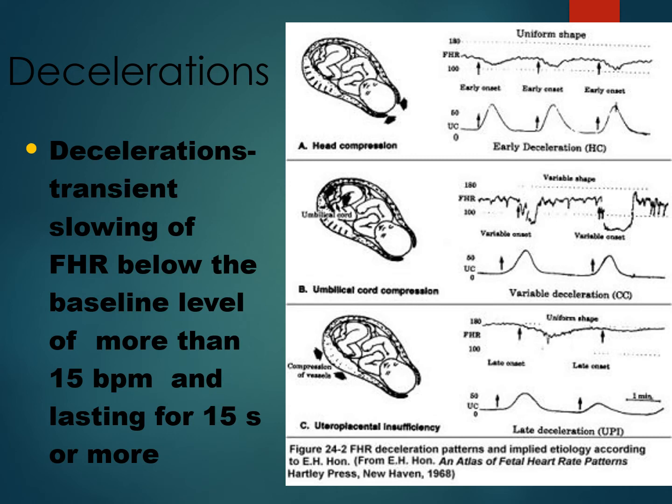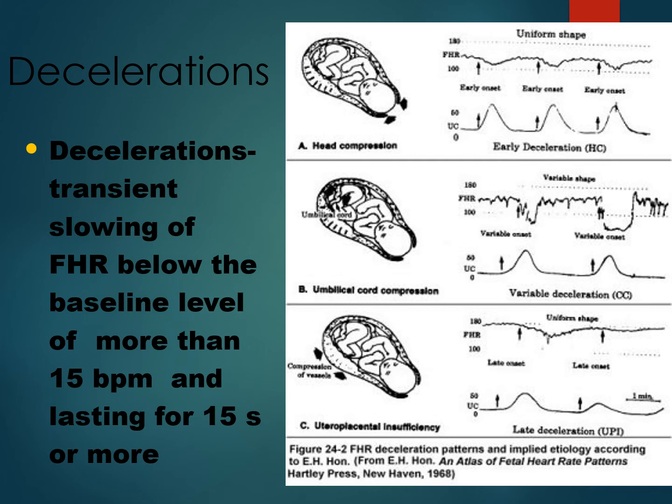And the second type, the first one, the early deceleration, represents a head compression. The second type of deceleration is due to the umbilical cord compression. You can see, as its name implies, that it has no specific relation with the contraction. It can happen with contraction, it can happen without or in between the contractions. So it is a variable regarding the uterine activity.